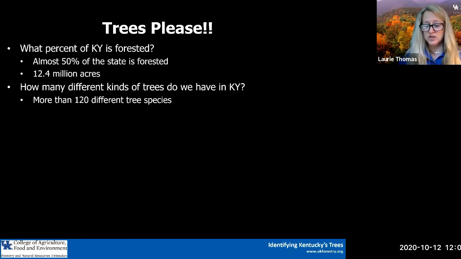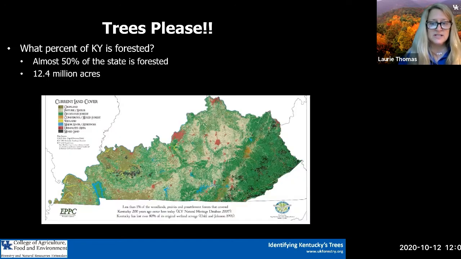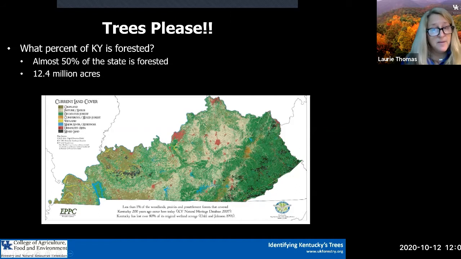And as you can imagine, I'll back up so you can actually see the map. Our state, where it's located north to south, contributes to this diversity. And how we are east to west, we've got the mountains in the east. So we've got a very different type of habitat there, all the way over here on the Mississippi River.